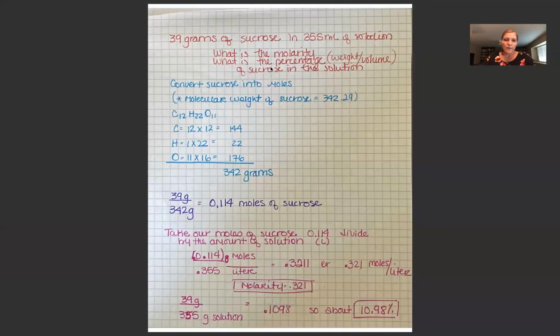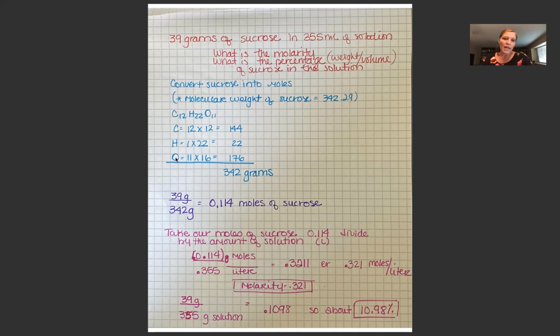So right now, what we are doing is first we have to convert the sucrose into moles. And so we're going to take the molecular weight of sucrose, and we have to calculate that by using the periodic table. So here is our sucrose makeup. It's C12H22O11. So we have to break that down into sucrose parts. And so we're breaking it into carbon, hydrogen, and oxygen.